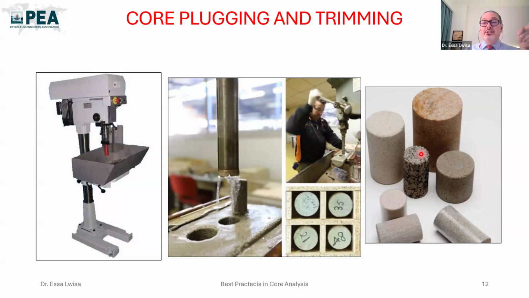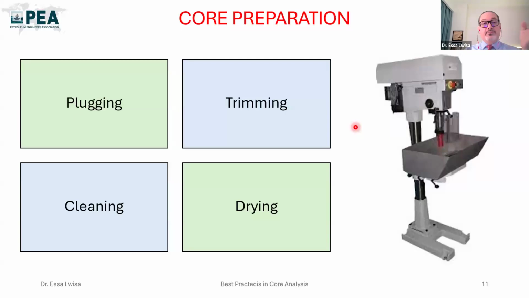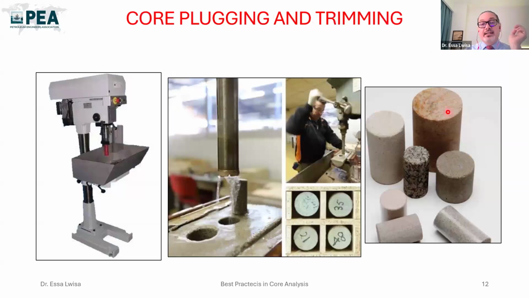Usually they take the 1 inch diameter sample for SCAL, but it is fine. Both are fine for SCAL and for routine core analysis. So that is plugging. What is trimming? Trimming is to trim the ends of the sample, so we get the sample in a right angle cylindrical shape, so we can measure length and diameter and calculate the bulk volume of the sample.